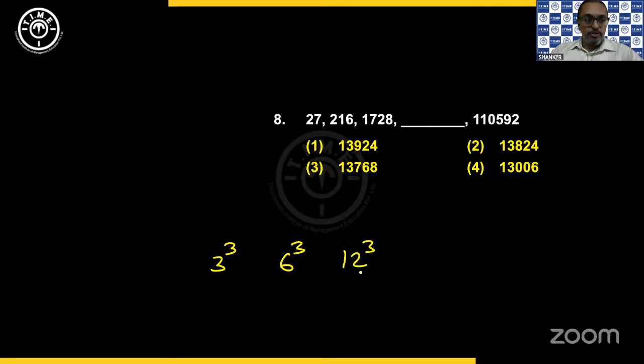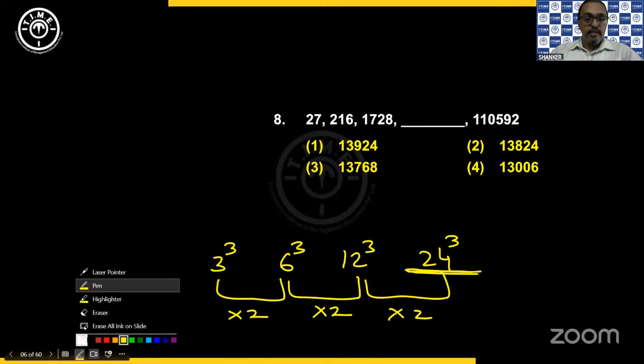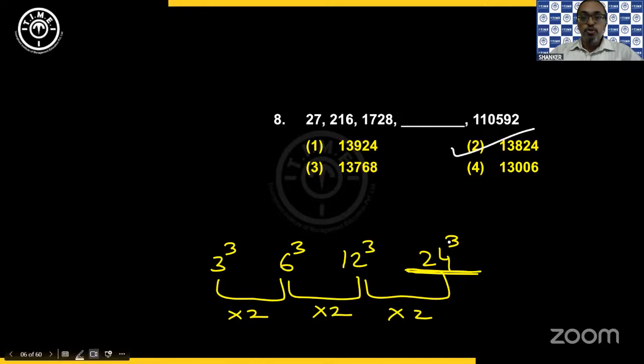Correct? So when you look into this, you see clearly that these are doubling. So the next is again you double. So that is going to give you 24 cube. Correct? Now what is 24 cube? It is 13824. So that is available to us in option 2.